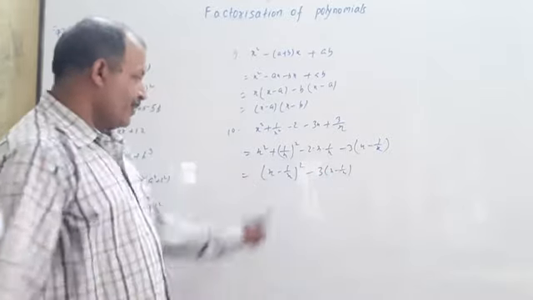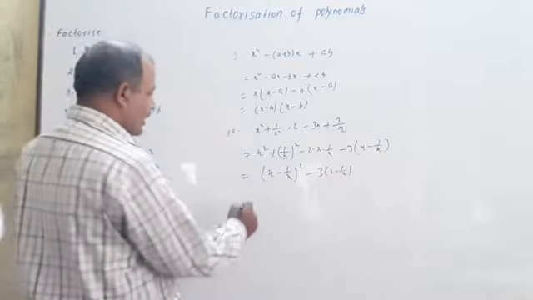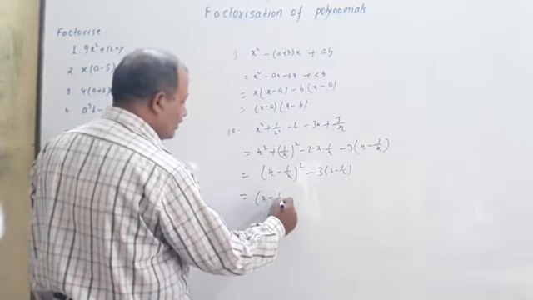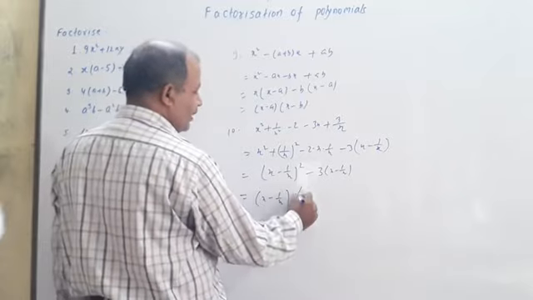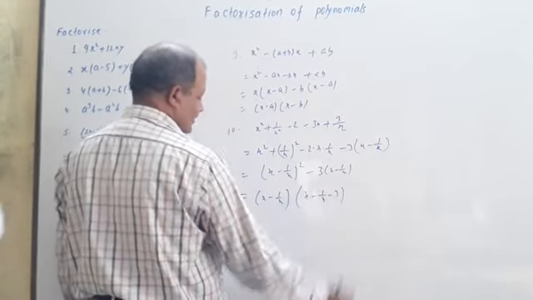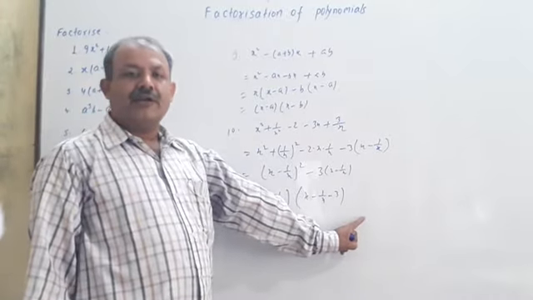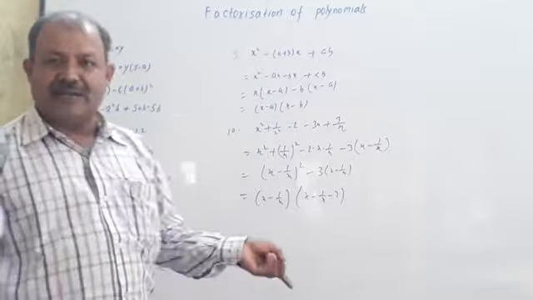What we find? x minus 1 by x is common in these two terms and therefore x minus 1 by x will be taken as common and we are left with x minus 1 by x minus 3, and this is the result. In this way, today I have solved 10 problems.